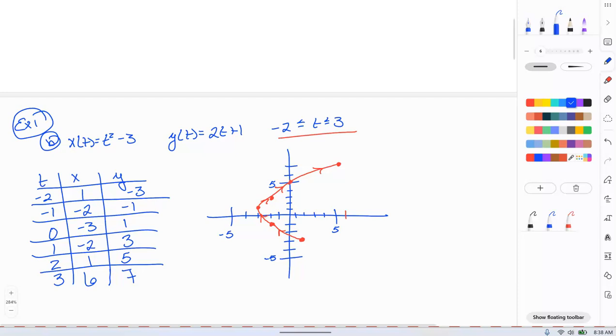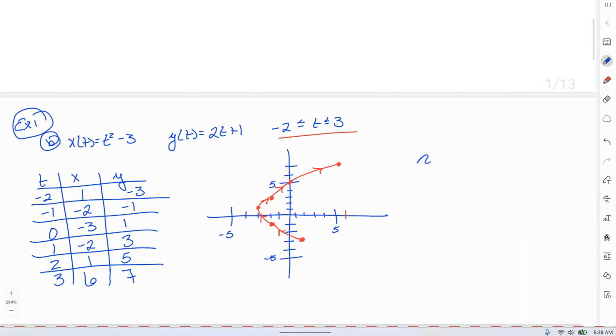So what if we wanted the equation? We could do the same thing we did before. We're going to solve one of the variables for t, and we're going to plug it into the other equation. So in this case, because it's an opening sideways quadratic, we know this is going to be in the form of x equals. This is not a function, it fails the vertical line test. So I'm going to solve the y equation for t. I'm going to subtract 1, divide everything by 2, and then I'm going to plug that in for my t in the x equation.